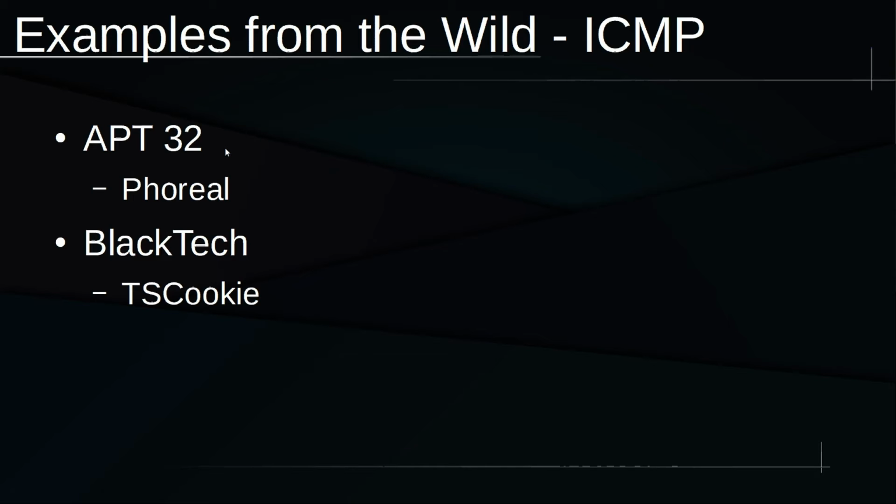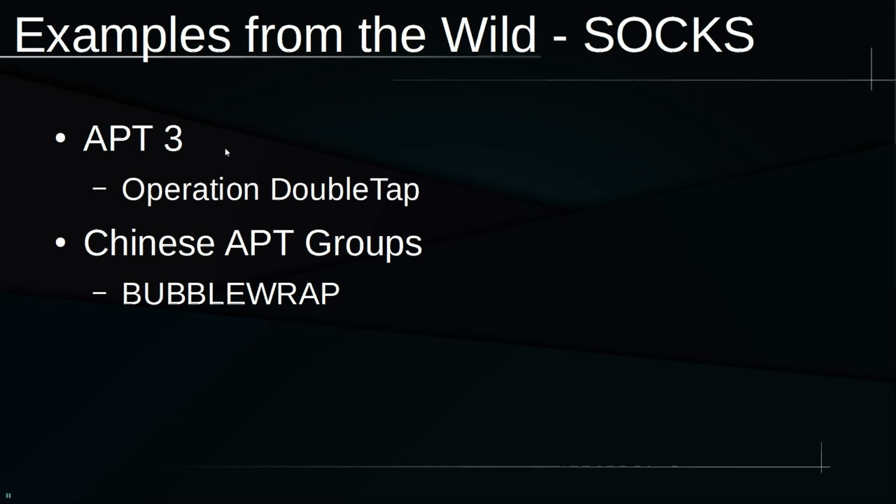The second example is TSCookie, which is malware used by a group called BlackTech. While TSCookie does support an application layer protocol like HTTP, it also uses a non-application layer protocol, ICMP, to receive data which is configurable while the sample is running. ICMP isn't the only non-application layer protocol used though. China has been seen using session layer SOCKS protocols during their malware campaign.